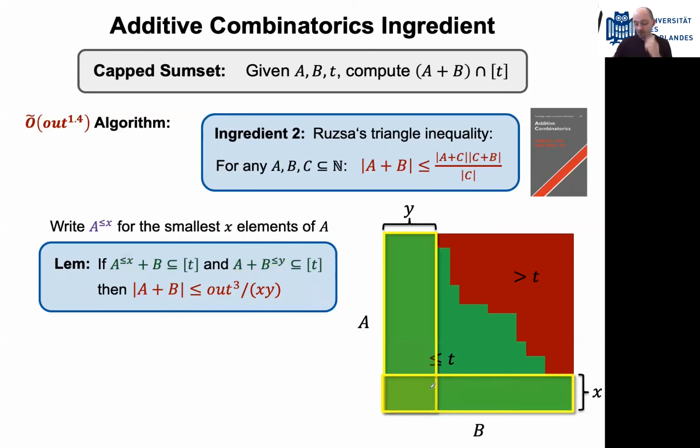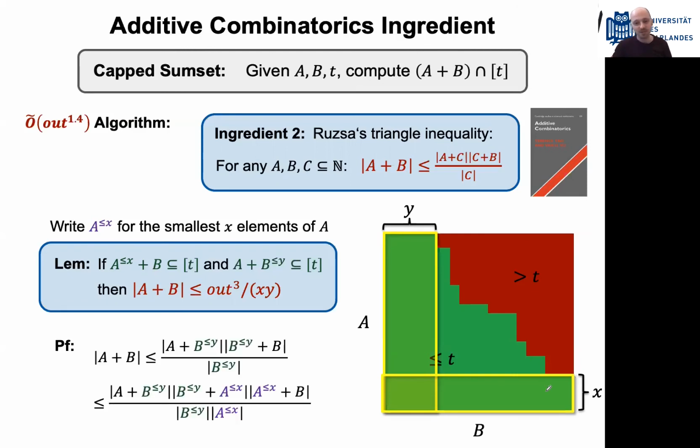Then what the lemma says is that the whole sumset A plus B, so all the green and red sums, the number of distinct such sums is bounded by out to the 3 over x times y. So given knowledge about the green sums, the sums below t, we gain knowledge about the red sums, the ones above t. It's very useful in our situation.